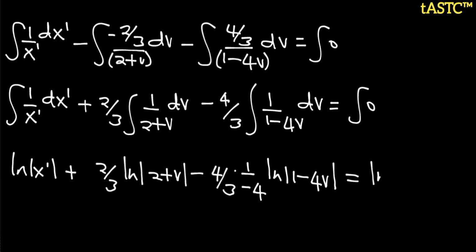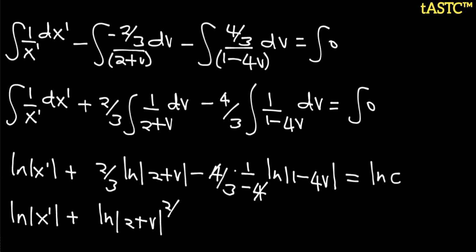And this is equal to ln c. The integral of 0 is the same thing as ln c. In this case, we have c to be the constant. That is the logarithm of a constant, which pretty much is still going to give a constant. Now, on this side, we're going to have the 4 cancel out, and these negatives are going to combine to make it positive. So we should have something like this: ln x prime plus ln (2 plus v) raised to the power of 2 divided by 3, from the laws of logarithm.